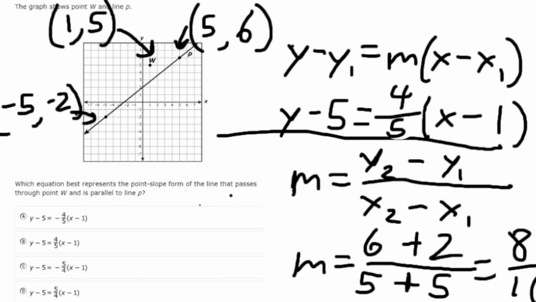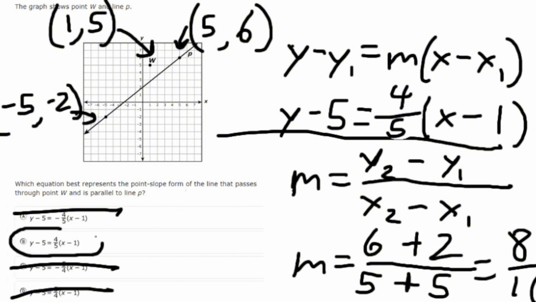If we have 4 over 5, the last thing I'm going to do is look for the answer choice that is accurate. We know the first one's not going to be it. The reason for that is that there is a negative here, and we do not want a negative. We're going to cross this one out. This one, the 5 is on top. We don't want that, and the answer choice is going to be B.